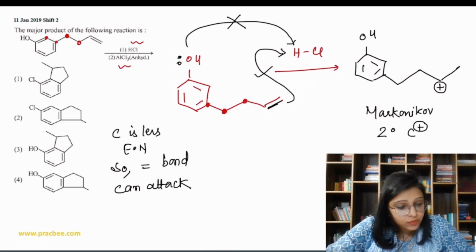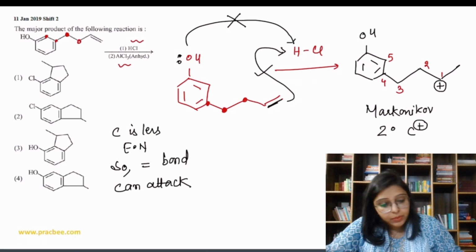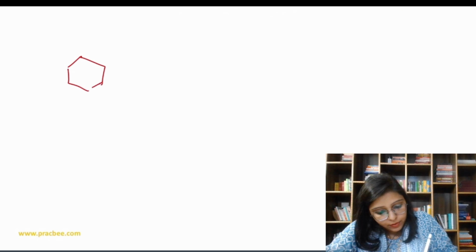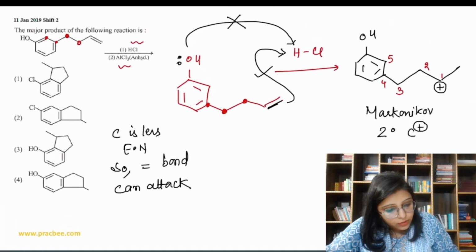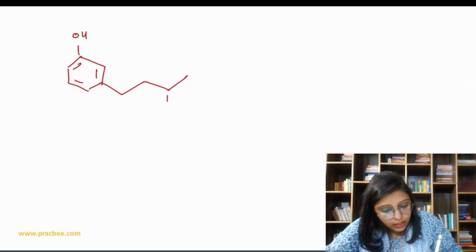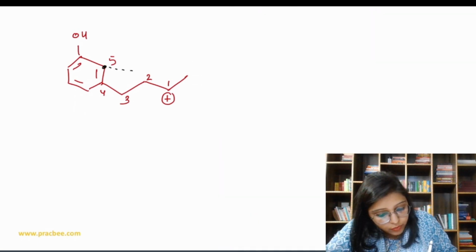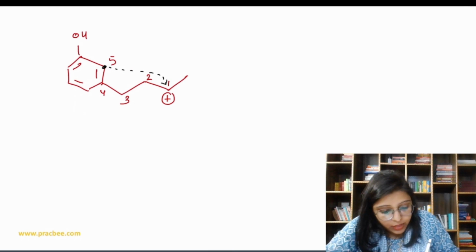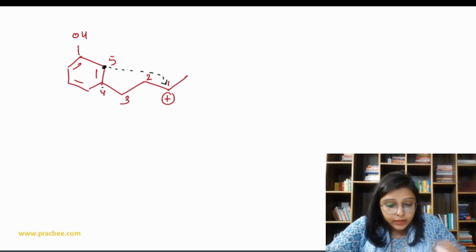See, this is 1 number, this is 2 number, this is 3 number, this is 4 number, this is 5 number. The point is that, let me rewrite this. So if we have 1, 2, we have OH over here, then CH2, CH2, CH, CH2, CH2, CH, and here we have positive charge. So 1, 2, 3, 4, 5. Our point is that if this carbon forms a bond with this carbocation, we have positive charge generation over here, right?